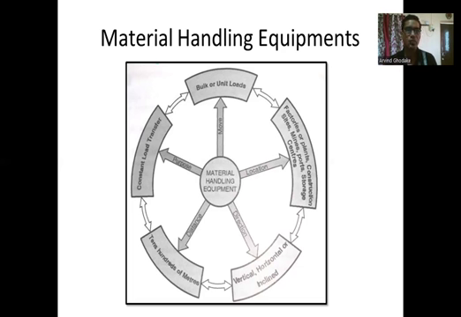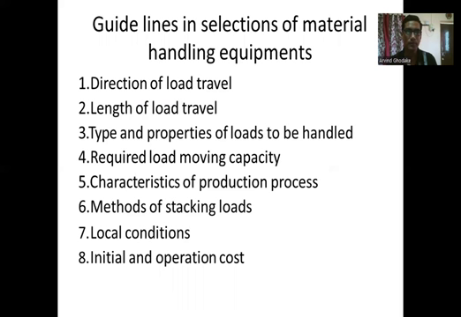So the material handling equipments are used depending on the type of the objective. That is, if you want to move the material, depending on the location, in which direction we want to move the material, at what distance we want to move the material, and for what purpose we want to transport the material. That will be the prime objective of the material handling equipment.